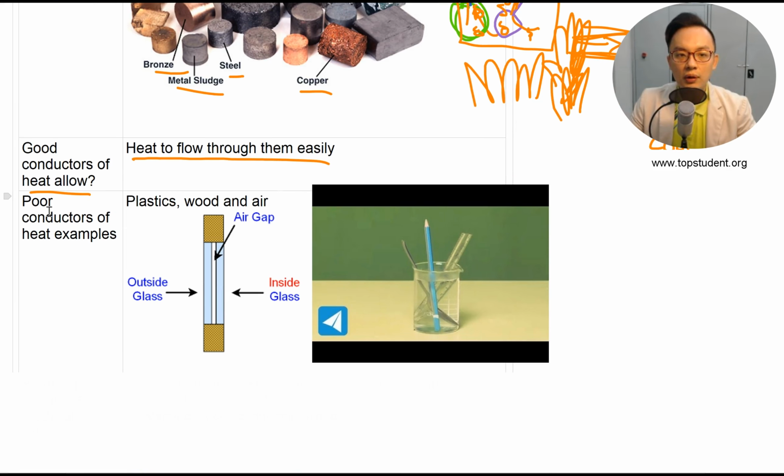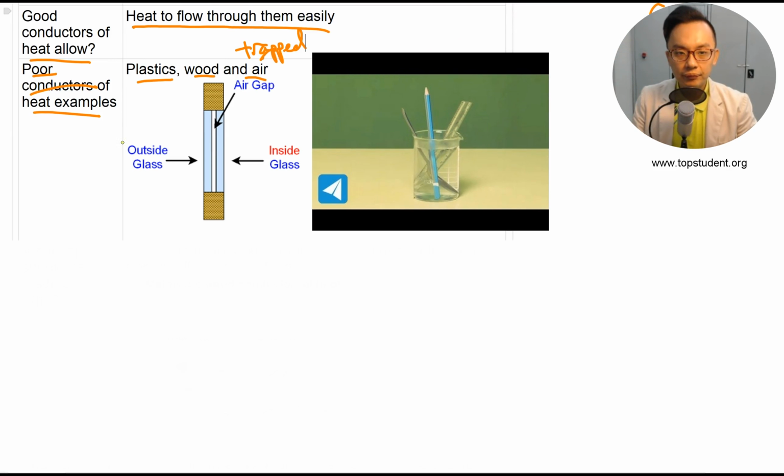So what are some poor conductors of heat? You have plastics, wood, and air. To be more specific, it's actually called trapped air. Trapped air is a poor conductor of heat.